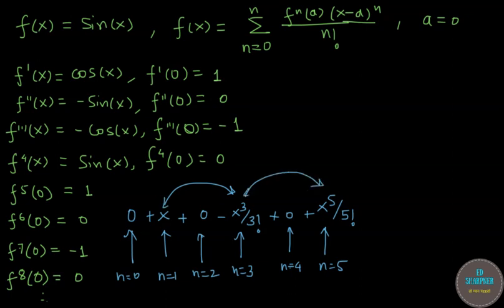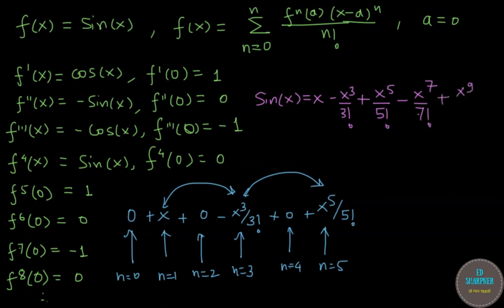you can write the Taylor series for the sine function as sine x is equal to x minus x cube over 3 factorial plus x to the power 5 over 5 factorial minus x to the power 7 over 7 factorial plus x to the 9 over 9 factorial, and so on. And this is how you have written down the Maclaurin series, because here a is equal to 0 for sine of x. I hope you understand.